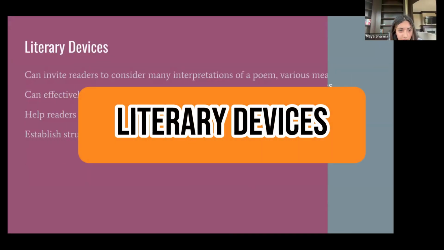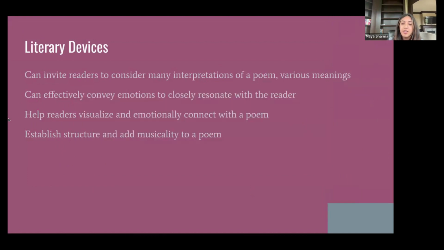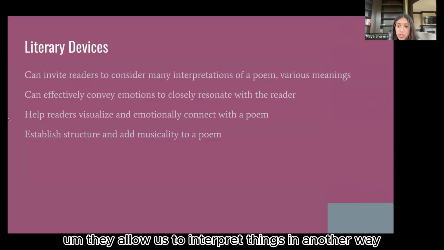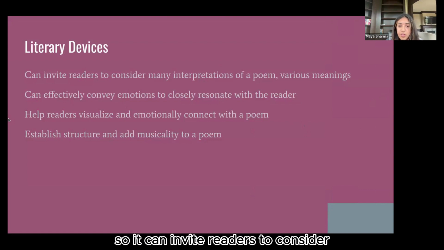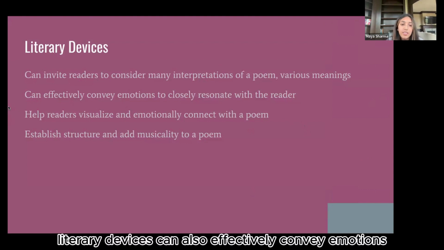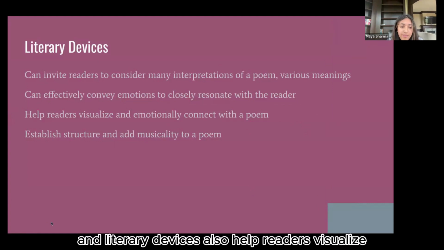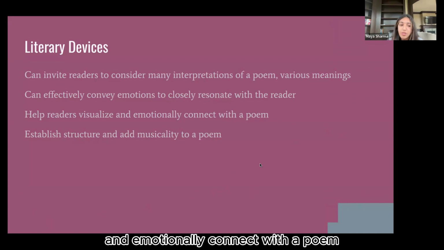So literary devices. Like I just said, they allow us to interpret things in another way. It can invite readers to consider many interpretations of a poem and can have various layers of meaning. Literary devices can also effectively convey emotions to closely resonate with the reader. And they also help readers visualize and emotionally connect with a poem.